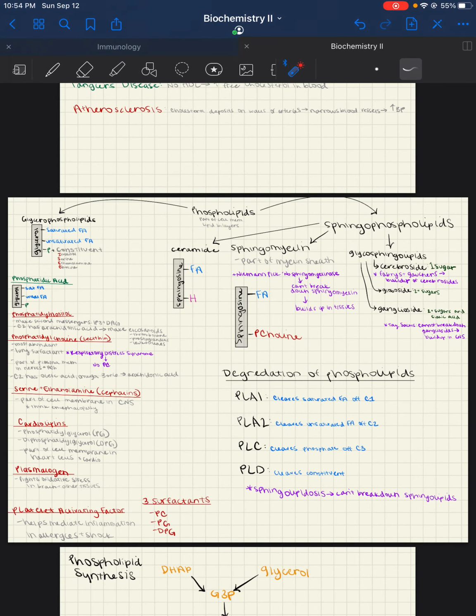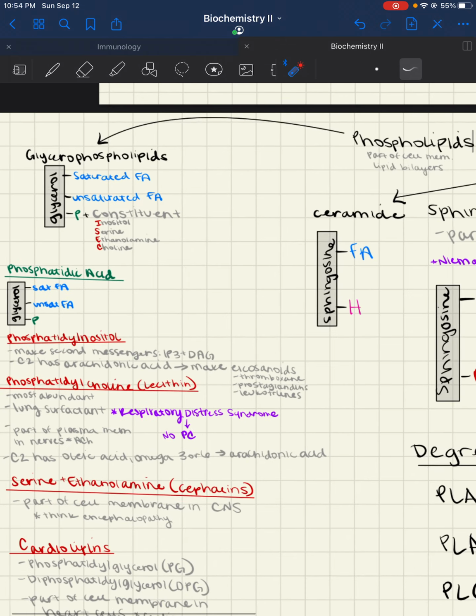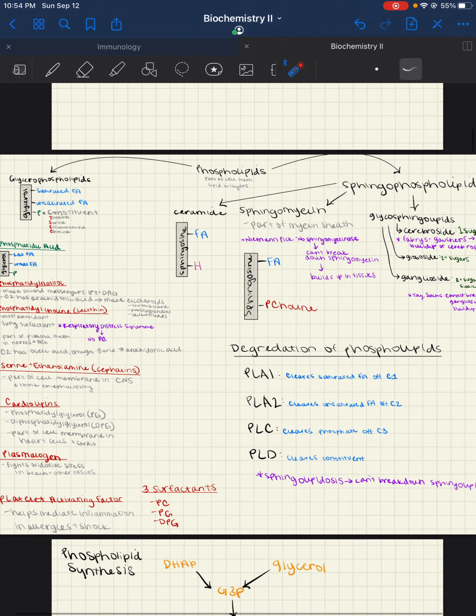I'm going to be talking about phospholipids. Phospholipids are part of the phospholipid bilayer, which is part of the cell membrane of all cells. There's two types of phospholipids: glycerophospholipids and sphingophospholipids, and they are different based on their backbones.